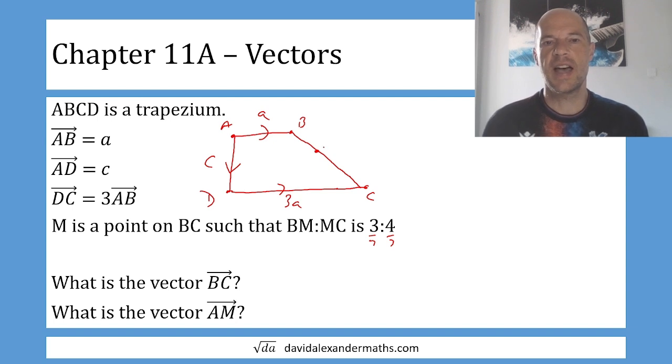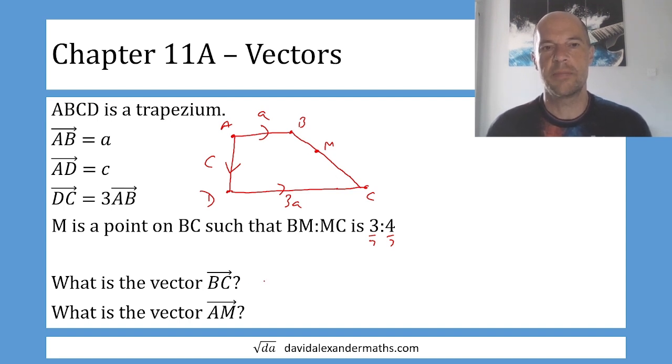So BM is 3/7 of the way down the line BC, and MC is 4/7 of that full line. So what we need to do first of all, and I'd do this even if the first question wasn't asking what is the vector BC, I'd be working out the vector BC so that I could work out the vector BM and MC. If I've got the vector BM and the vector MC written in, then you can give me any combination of these letters and ask me to write it in vector form, and I've got it all covered.